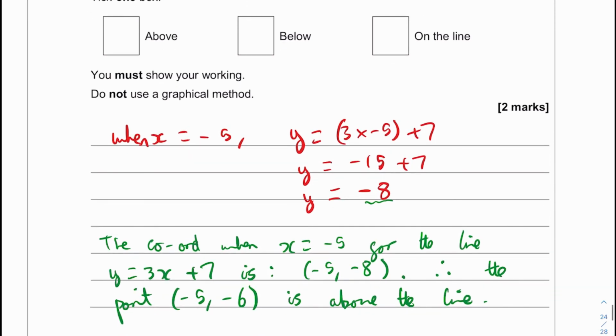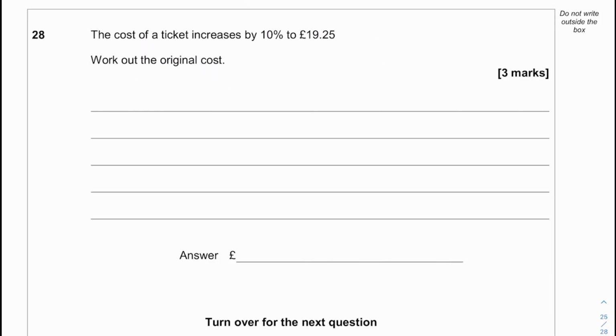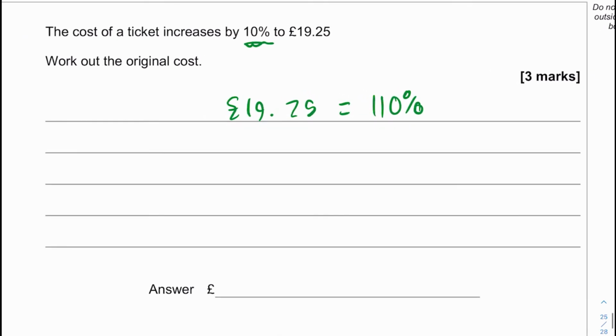And that's 2 marks. Question 28, we are told that the cost of a ticket increases by 10% to £19.25, and we need to work out the original cost of the ticket. So if the new cost is 10% greater, this means that £19.25 is equal to 110% because of the 10% increase. So 110% of original.